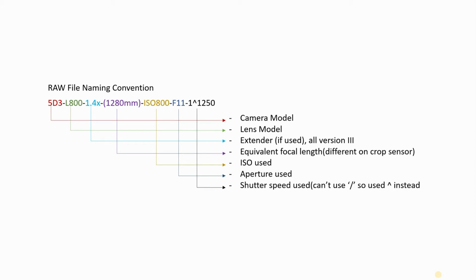I can't use a slash, that's why I used cap. That means 1 cap 1250 means 1 by 1250 shutter speed.